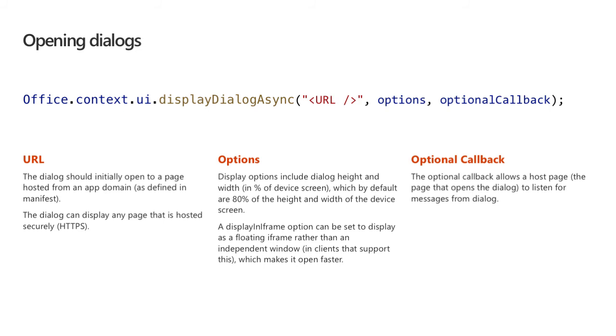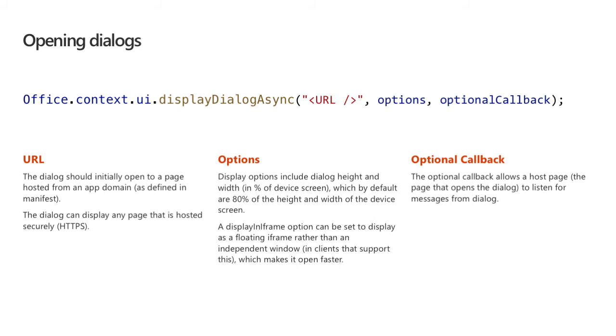The options parameter allows the developer to modify the size of the dialog, and by default, the dialog will display as 80% of the height and width of the device screen. The values for the height and width are expressed that way, as a percentage of the device screen. And you can optionally set the displayInIframe property in the options. Setting this to true will cause the dialog to display as a floating iframe rather than an independent window, in clients that support this, of course, which is going to make it open a little bit faster.